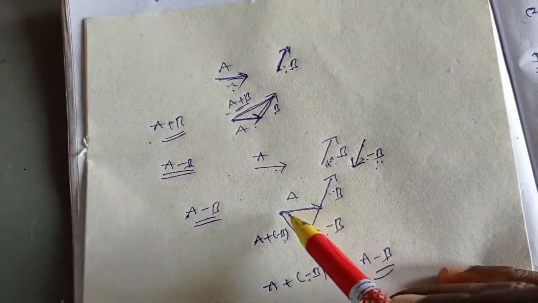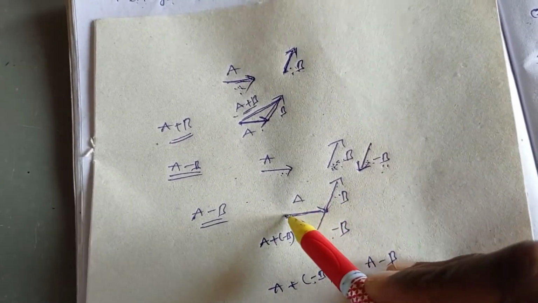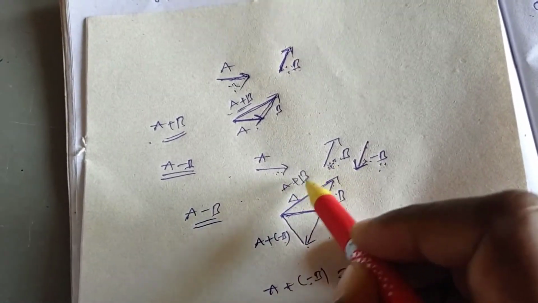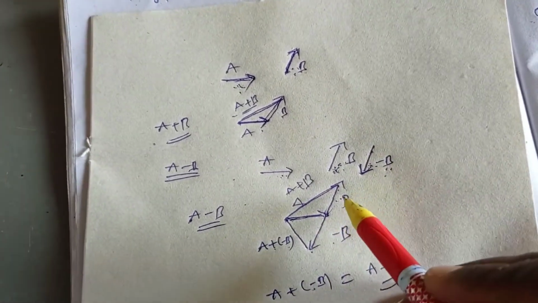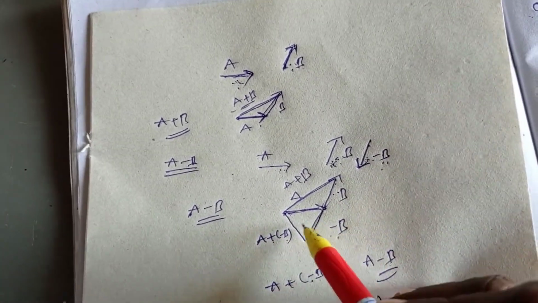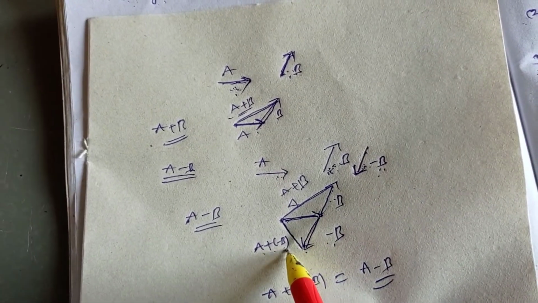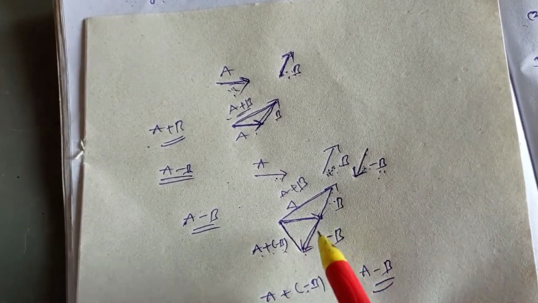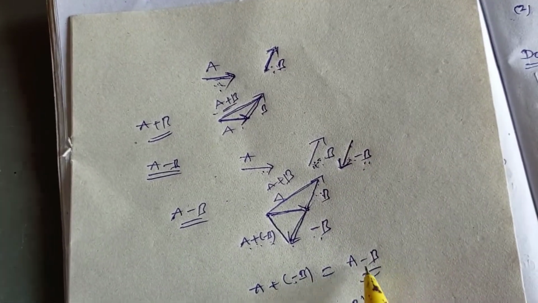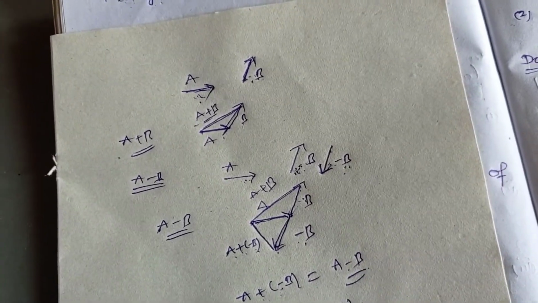So here, see, this is vector A, this is vector B. If we add these two points, we get A plus B. But this vector is minus B. If we connect these two, it gives A plus into minus B. Here we are adding minus B, there we are adding plus B. That is the difference. A plus into minus B is equal to A minus B. So this is the subtraction of vectors.